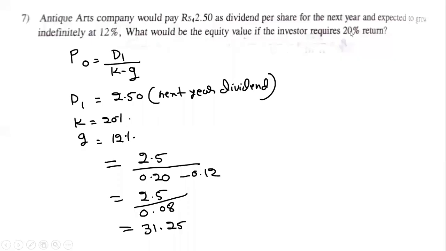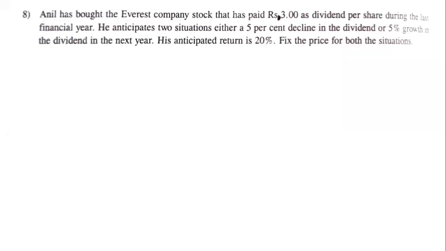Let's see another problem. Anil has bought the Everest company stock that has paid rupees 3 as a dividend per share during the last financial year. He anticipates two situations, either a 5% decline in the dividend or 5% growth in the dividend in the next year. His anticipated return is 20%. Fix the price for both situations. So there are two situations. It might fall by 5% or it might grow by 5%. So let's solve this.